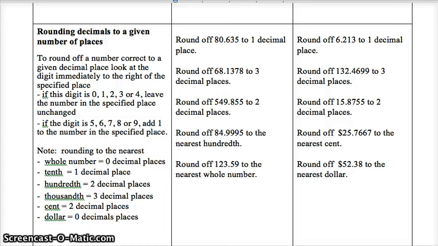Okay, this is Decimals Revision Video 5. This is the final video. Now, rounding decimals to a given number of decimal places.